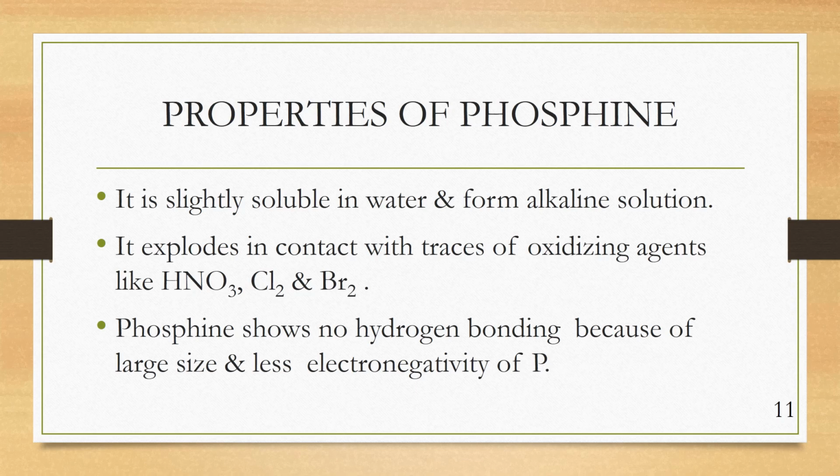Phosphine shows no hydrogen bonding on account of the large size of phosphorus. It is less electronegative in nature. So phosphine never shows hydrogen bonding.